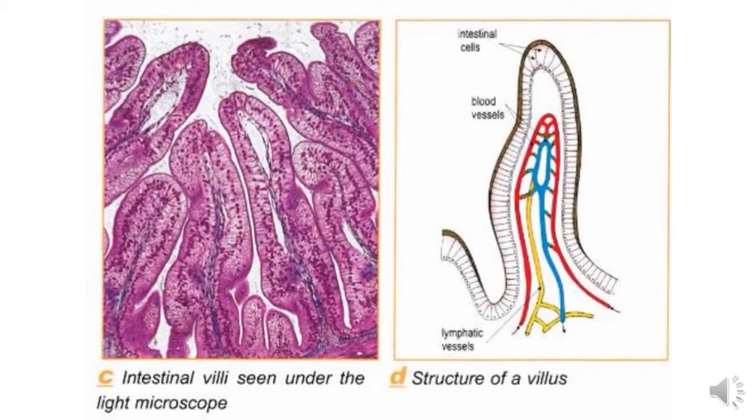If we take one photo of one villus, like this one, we can see how the blood vessels are in it. These are the small blood vessels, the capillaries, and the yellow one is the lymphatic vessel. So there are actually lymphatic vessels and blood vessels.